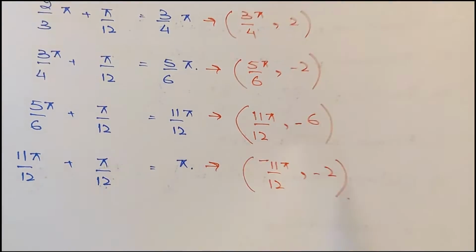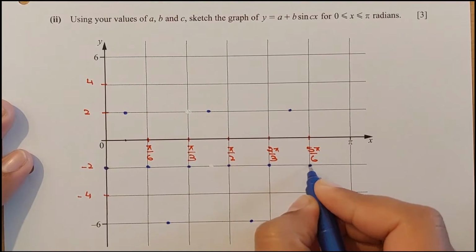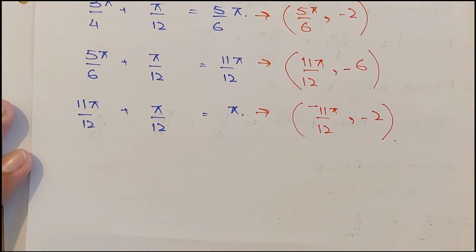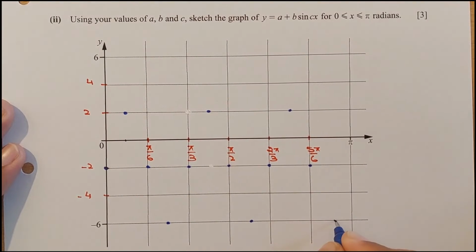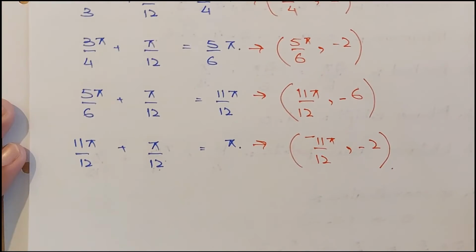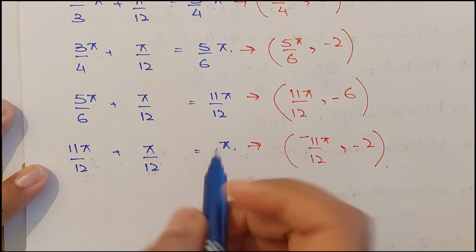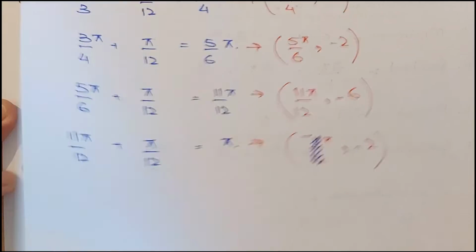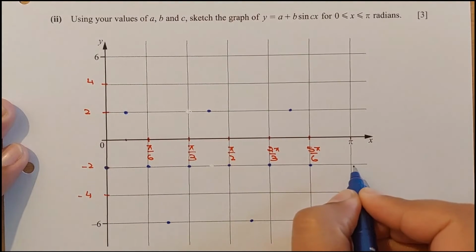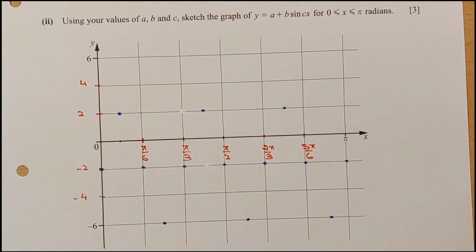And then 5 pi by 6, -2. At 5 pi by 6 we have -2. And 11 pi by 12, -6. 11 pi by 12 it is in the middle. We have -6. And the last, sorry, this is pi. Yes, at pi we have -2. Yeah, at pi we have -2. Oh, thank God we have done.